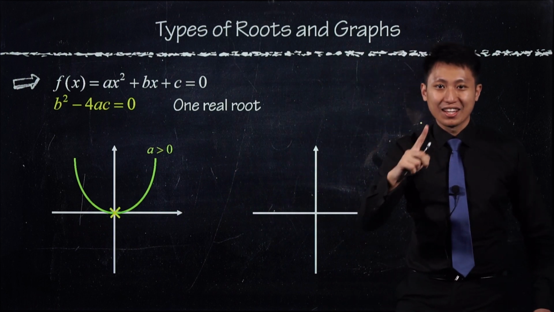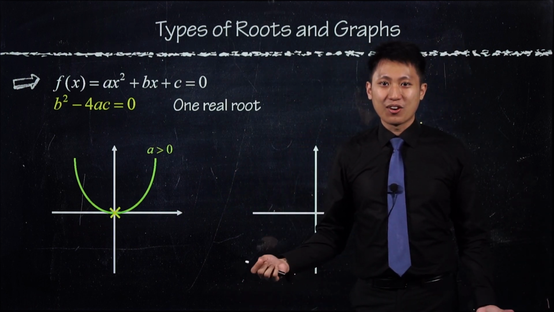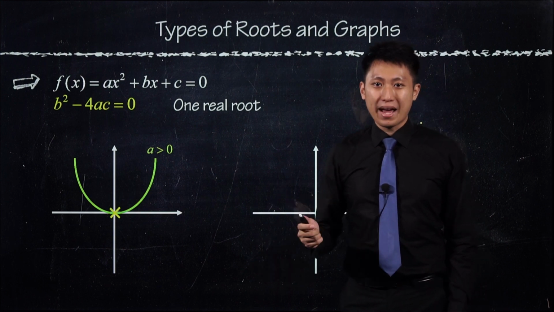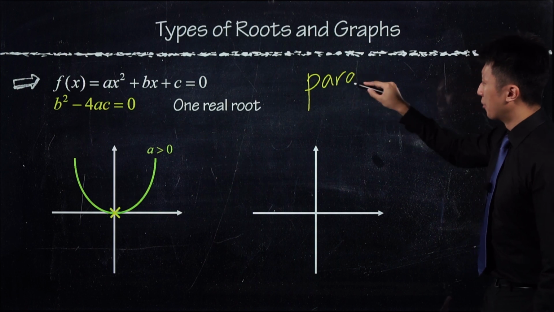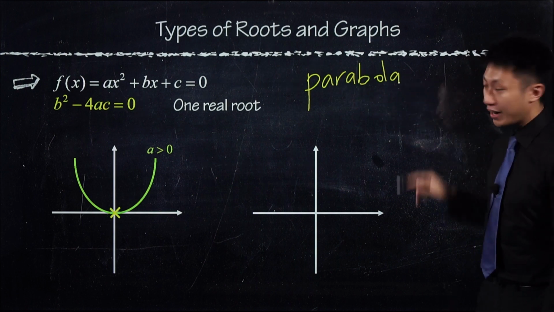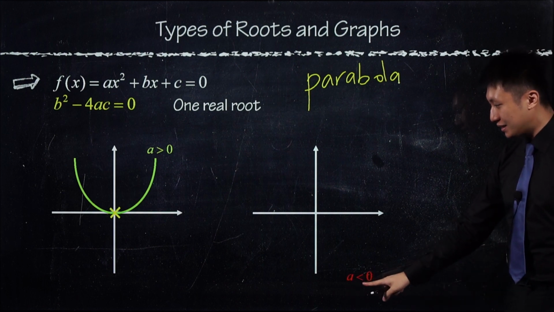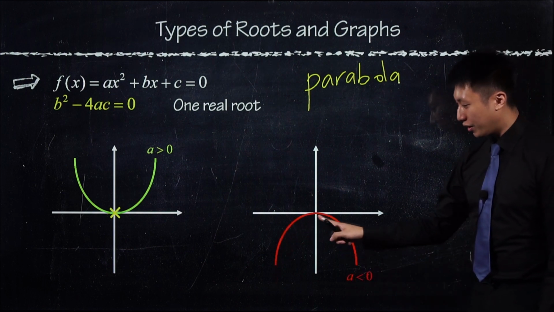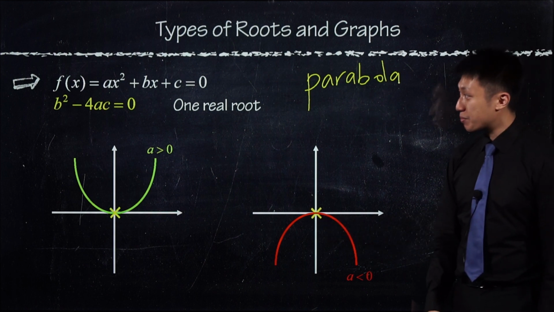One more thing. This smiley and sad thing, what do you call that? That's a parabola. Remember that? Parabola. Alright? So for this one, you know it's going to be a less than 0 and the graph will look like this because there is one intersection point. Okay, I guess you are pro now.